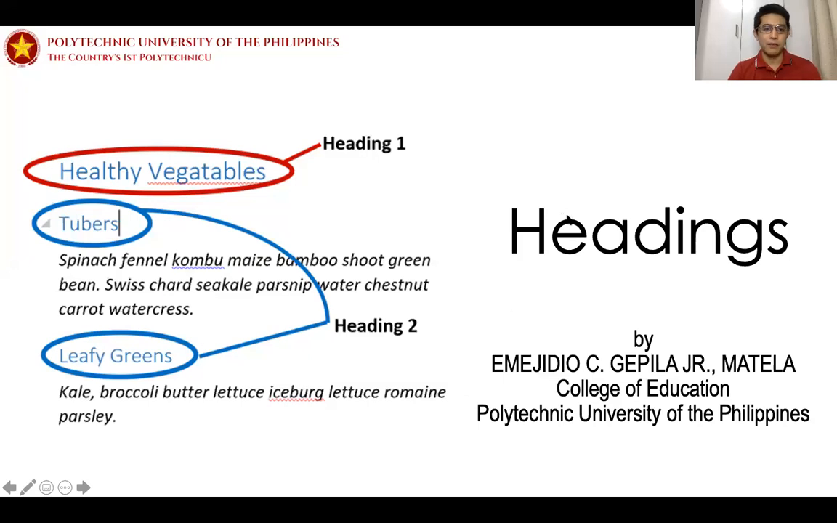Now, if you can observe, in the first slide, I have here an example of heading. So you have heading number 1 and we have heading number 2. Heading number 1 is encircled in red, and heading number 2 are encircled in color blue. That makes the idea that heading number 2 are sub-items of heading number 1.